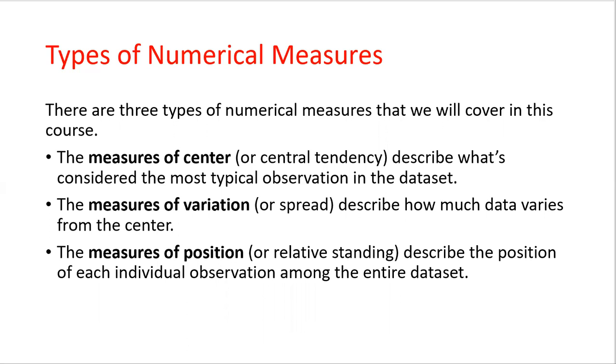And the next one is the measure of position or the measure of relative standing. Basically, that measure describes the position of an individual observation in the data set, and it compares it to the measure of center, or the central or most typical value.